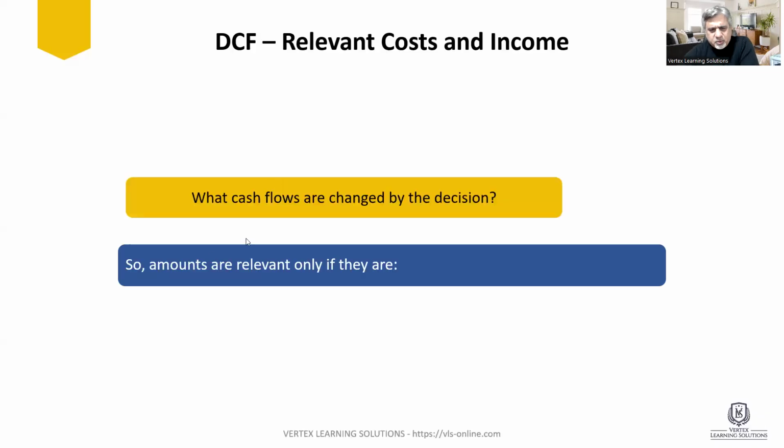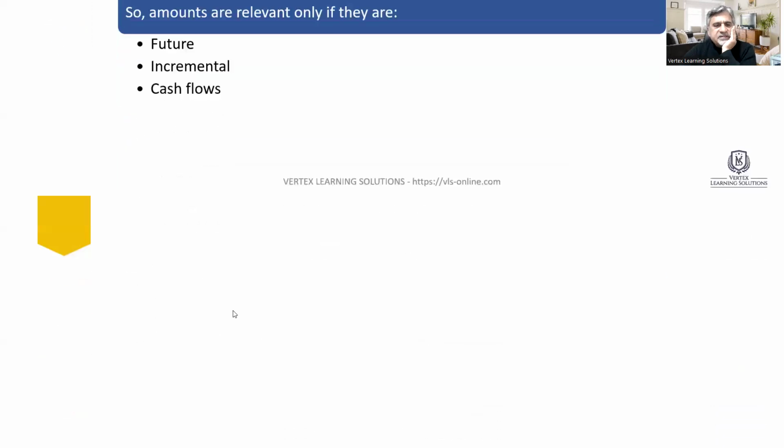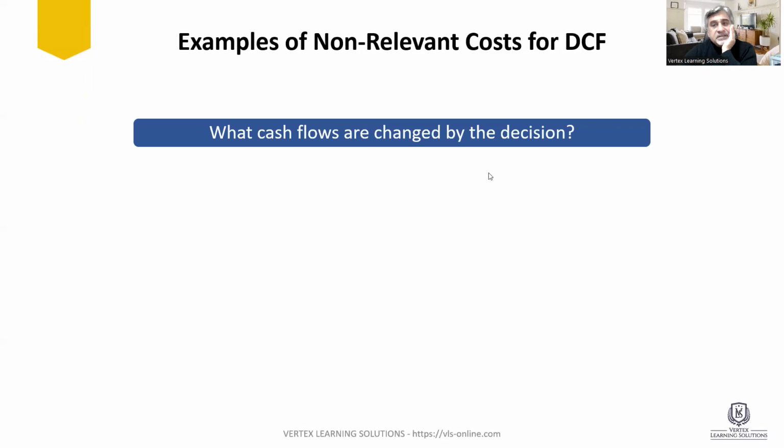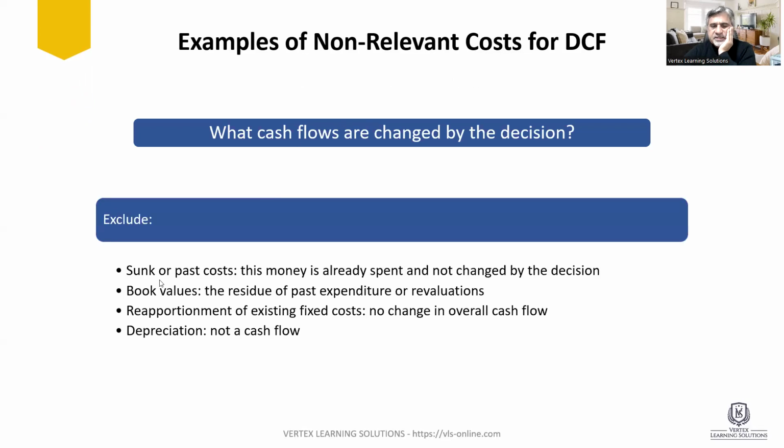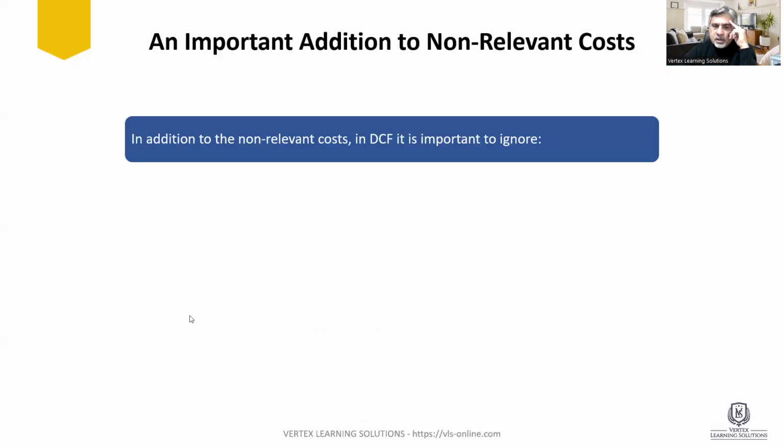And this is actually the same thing. It is repeated again: future incremental cash flows. We already have discussed this one. Examples of non-relevant cost we discussed: sunk cost, book cost, depreciation. Okay, this is important: an important addition to non-relevant cost.